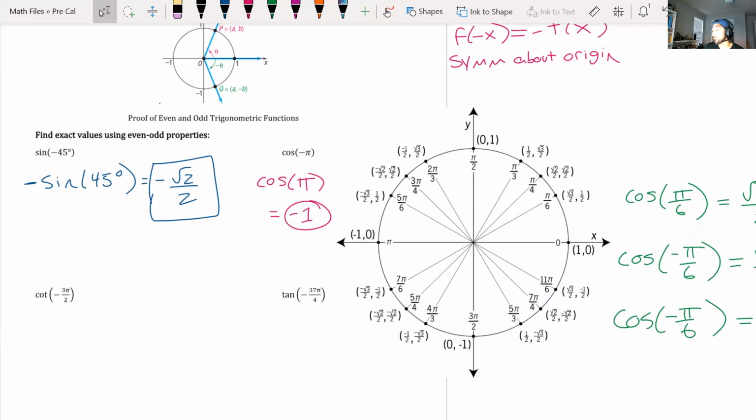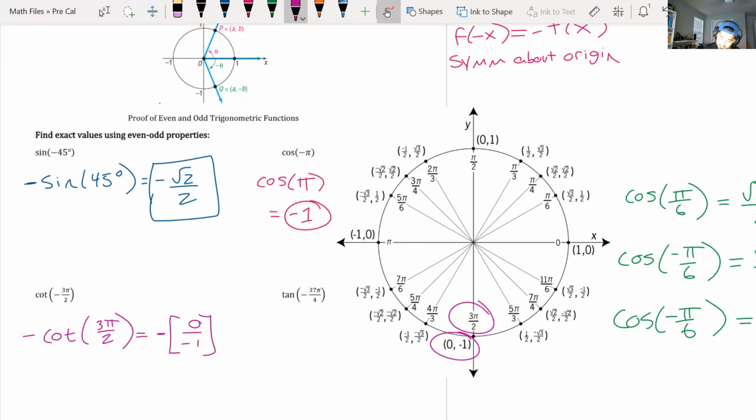All right, cotangent of negative 3 pi over 2. Is cotangent even or odd? Odd. So I can rewrite this as the negative cotangent of 3 pi over 2, which means look for 3 pi over 2 on your unit circle and give me the cotangent of these coordinates. What does cotangent do? Does it put x over y or y over x? X over y. So it puts 0 over negative 1, which is 0. Negative 0? That's not a thing. It's just 0.